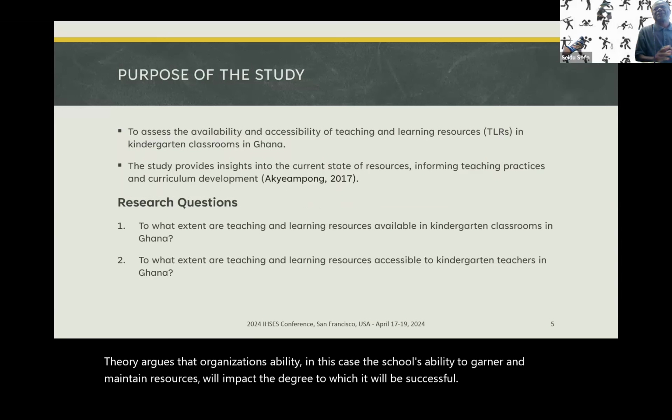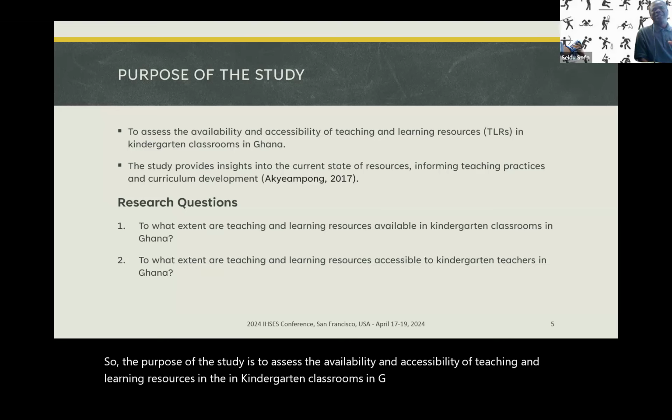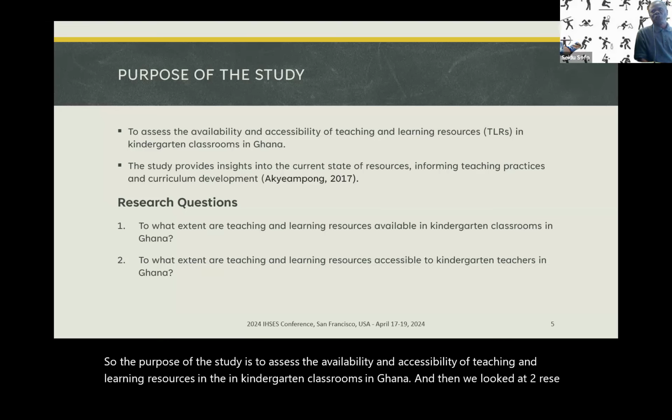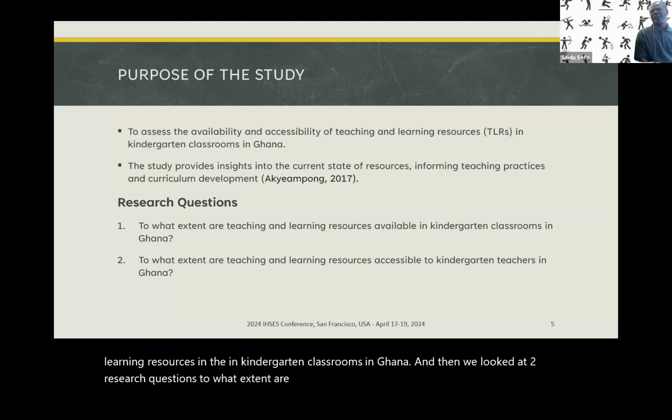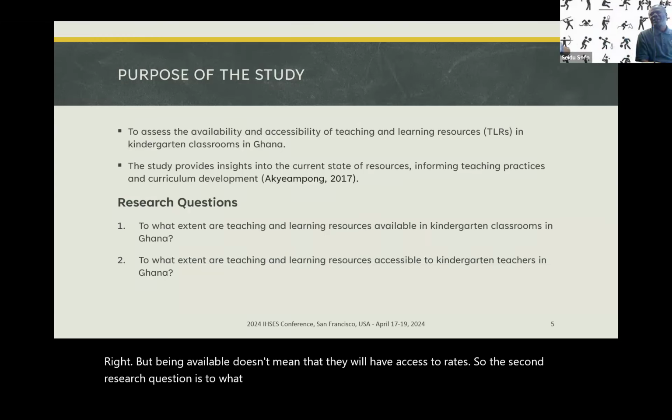So the purpose of the study is to assess the availability and accessibility of teaching and learning resources in kindergarten classrooms in Ghana. And we looked at two research questions. To what extent are teaching and learning resources available in kindergarten classrooms? But being available doesn't mean that they will have access to it. So the second research question is, to what extent are teaching and learning resources accessible to kindergarten teachers in Ghana?